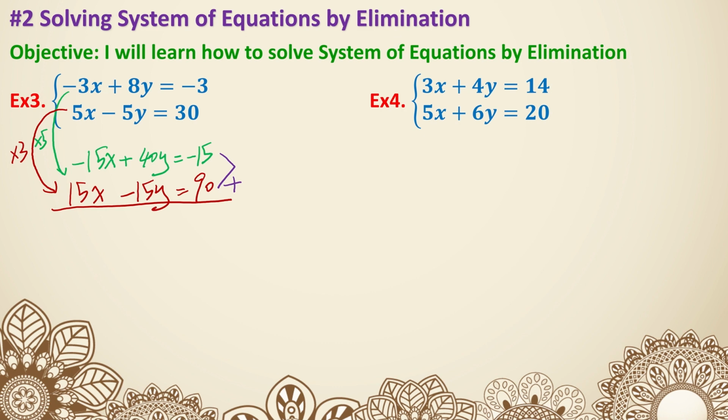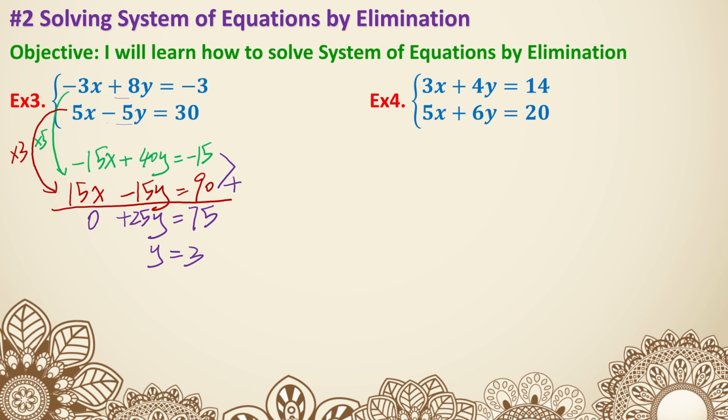Negative 15x and a positive 15x is going to be a 0. 40y and a negative 15y is going to be a 25y. Negative 15 plus 90 is going to be a 75. And here's the thing. You can totally choose to change the 8 and the negative 5 into a 40 and negative 40. That should also work. So you can always try that as well. Divide both sides by a 25, so y equals 3.